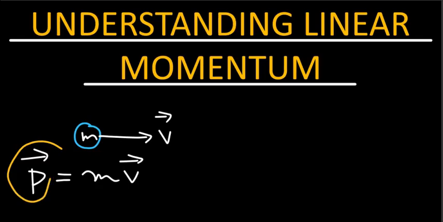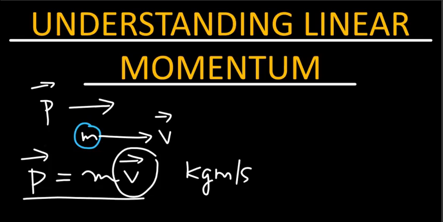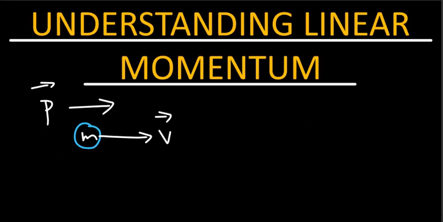So you can clearly see that linear momentum is a vector quantity. The direction of that linear momentum is the same as the direction of the velocity. The SI unit that we use to quantify linear momentum is kg meter per second. So you see, in order for an object to have linear momentum, it must be moving with some velocity. So that means no motion, no linear momentum. As simple as that. Now let's look at the principle of conservation of linear momentum.